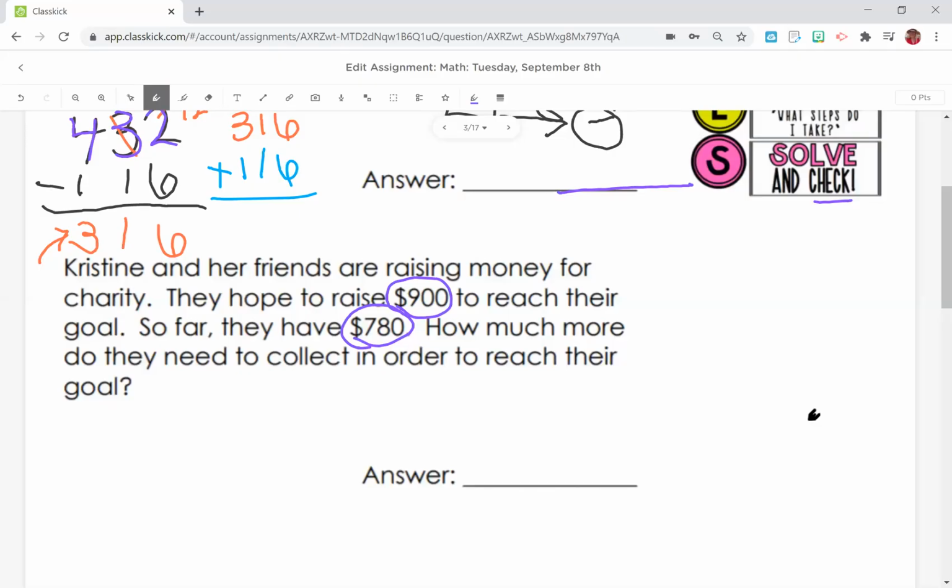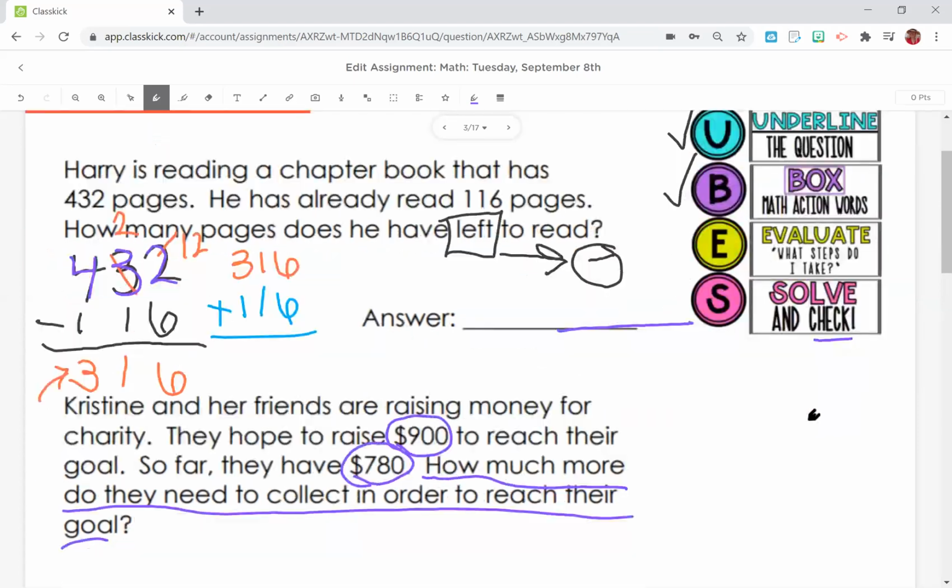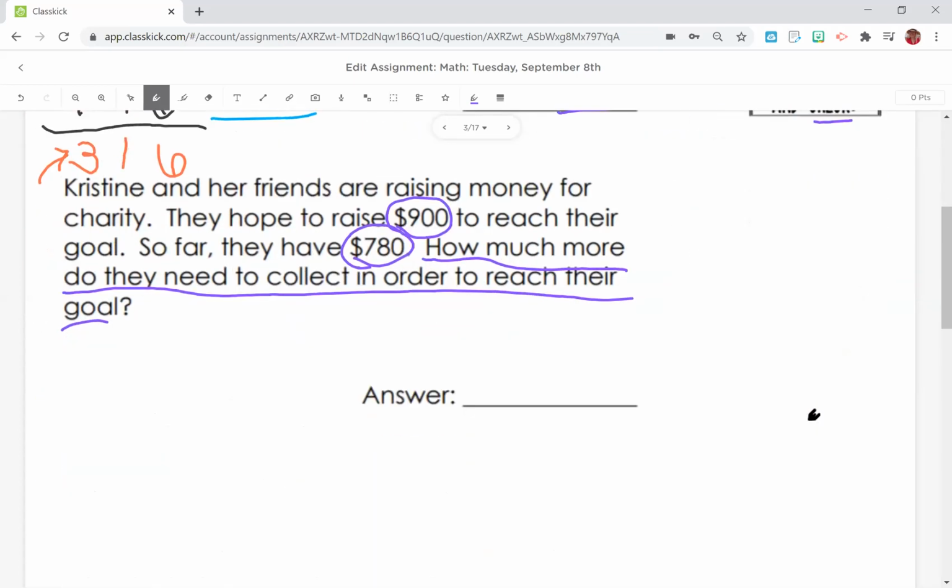The second part of cubes is underlining the question. I'm going to underline how much more do they need to collect in order to reach their goal. Third part is to box the math action word. Now our math action word here is actually a phrase, and it is how much more. How much more and how many more means that we need to subtract.